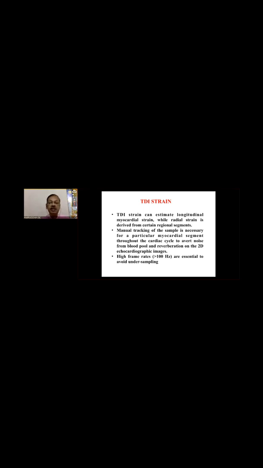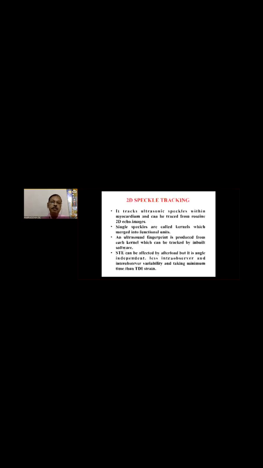And of course, in the TDIs, higher frame rate is required to avoid undersampling. In contrast, 2D speckle tracking tracks the ultrasonic speckles within the myocardium and can be traced from routine 2D echo images offline. Single speckles are called kernels, which merge into functional units. As a result, an ultrasound fingerprint is produced from each kernel, which can be tracked by inbuilt software.